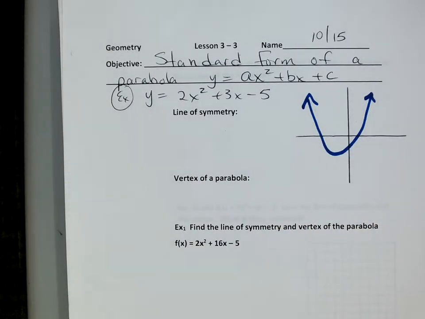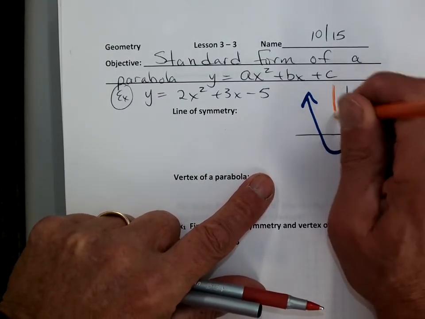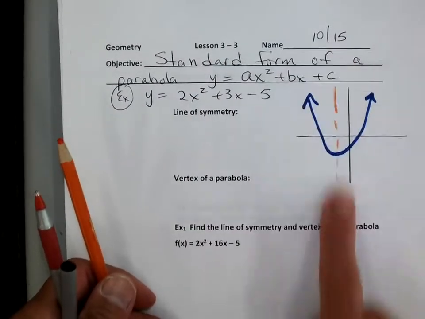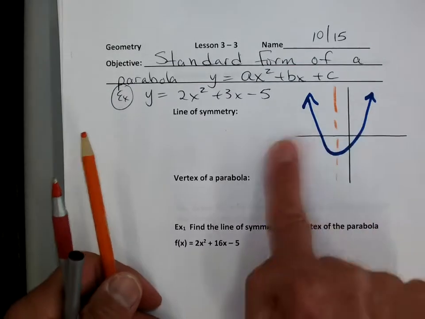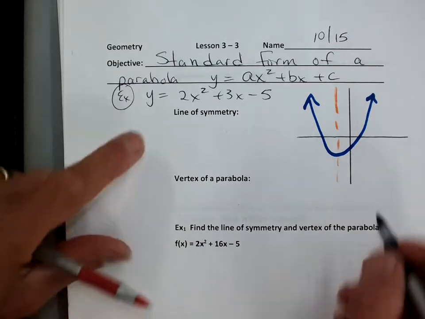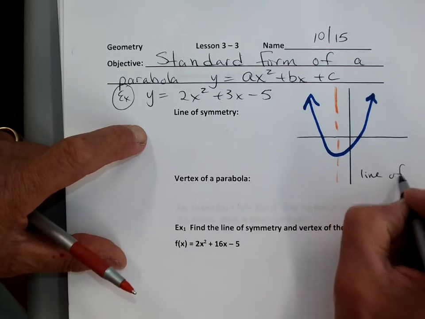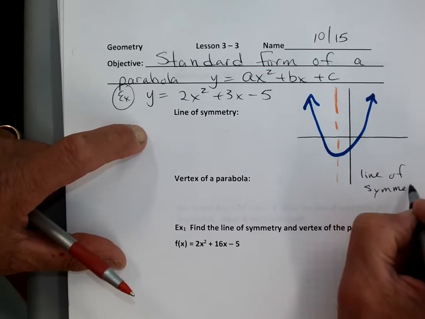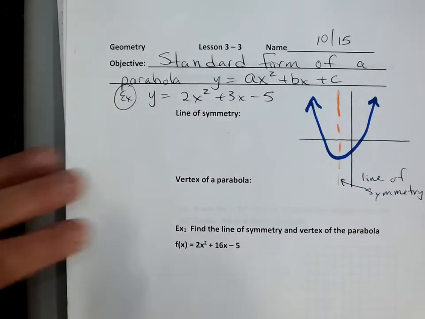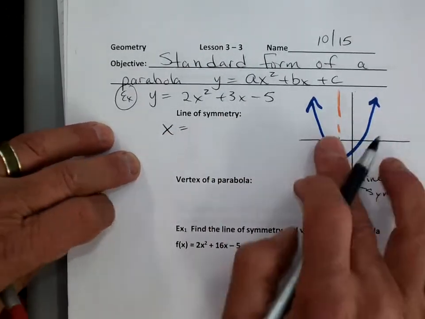Now, there are some other features that you want to know. Parabolas are symmetrical right down the middle. Think of this as a reflection, nice and symmetrical, so that it cuts it in half. The line I just drew is called the line of symmetry. That's our line right here because it goes right down the middle. It's an x equals equation line, because it's just straight up and down at some place on the x-axis.